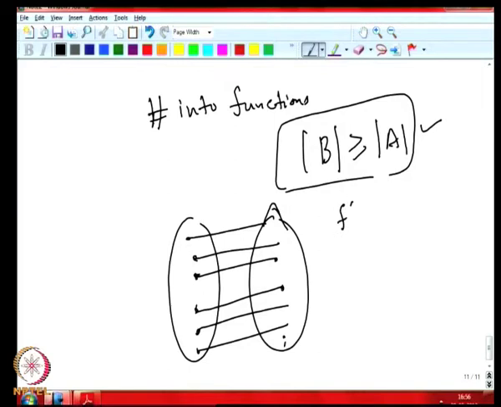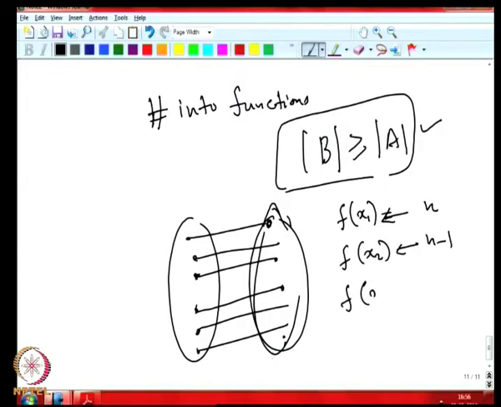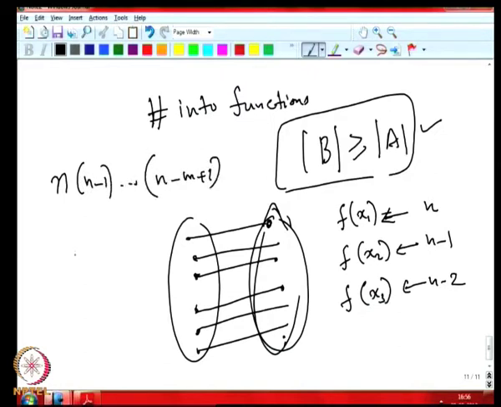And f of x1 you can assign in n possible ways because there are n things here, and f of x2 we can now assign in n minus 1 possible ways, because once we assign a certain thing to x1 we cannot use the same thing for x2, right. That is the property of into, that is what the into property demands. Similarly f of x3 can be given only n minus 2 values. So naturally this is n into n minus 1 into up to finally n minus m plus 1, which is n factorial over n minus m factorial, or nPm.